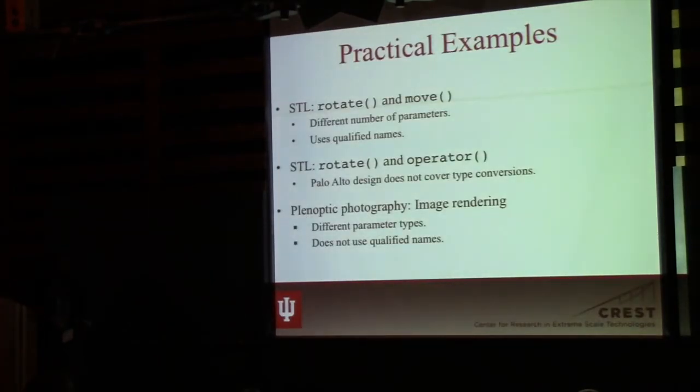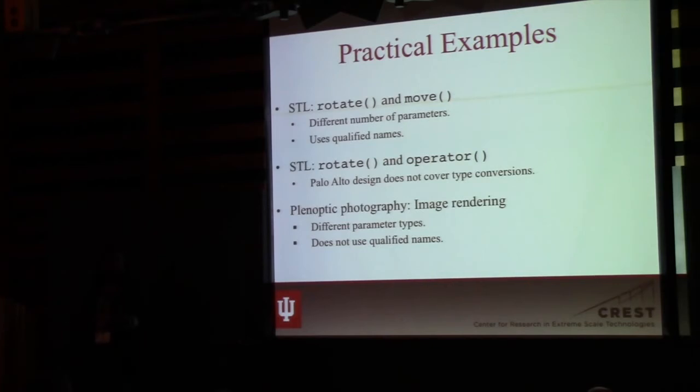So, practical examples. There are several that I've gone over. There's STL rotate that I use to show the perspective of the regular C++ practitioner. And then there is this cool thing called plenoptic photography, where you do image rendering, that I use as an example of the perspective of a novice to C++ that still wants to use it to do things that are actually popular right now.